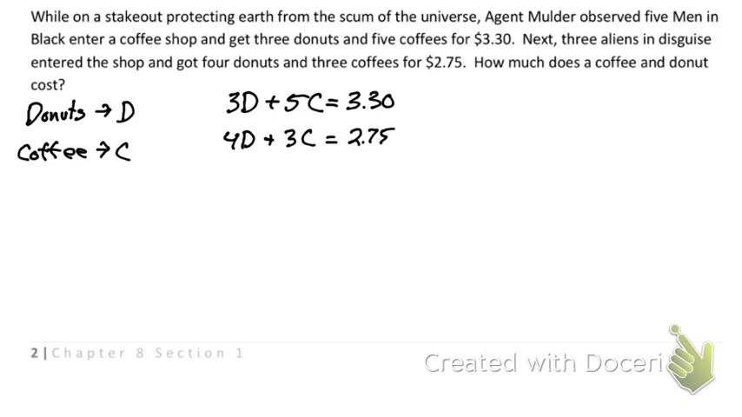You can use substitution. You can use elimination. I don't suggest you graph it because they come out to decimal answers. In fact, I'll put the answers on the bottom corner. You should come up with C equals 45 cents, and the donut is going to equal 35 cents.